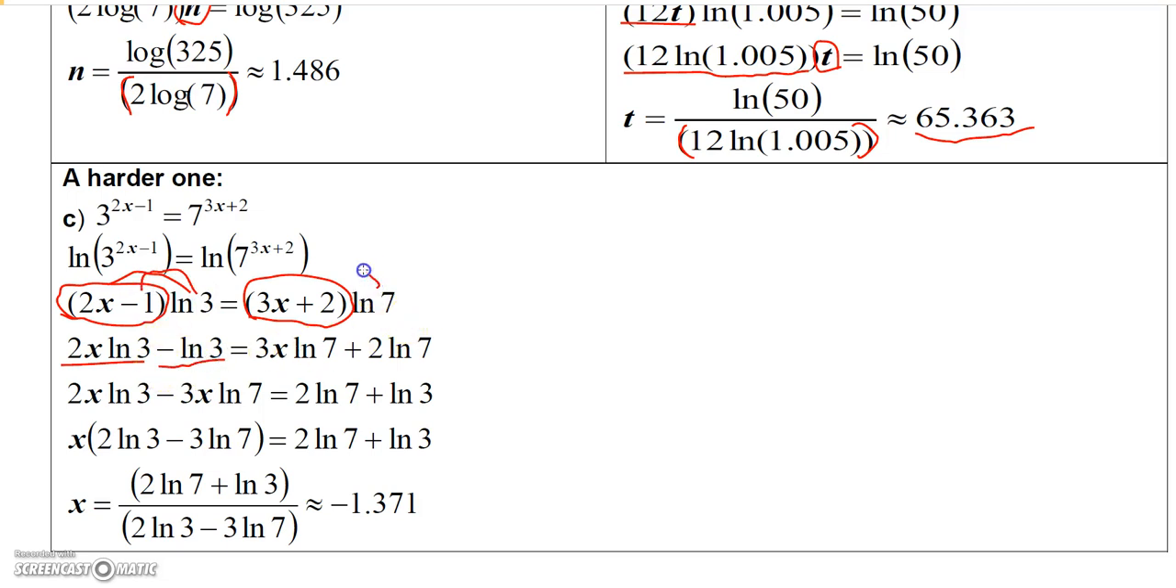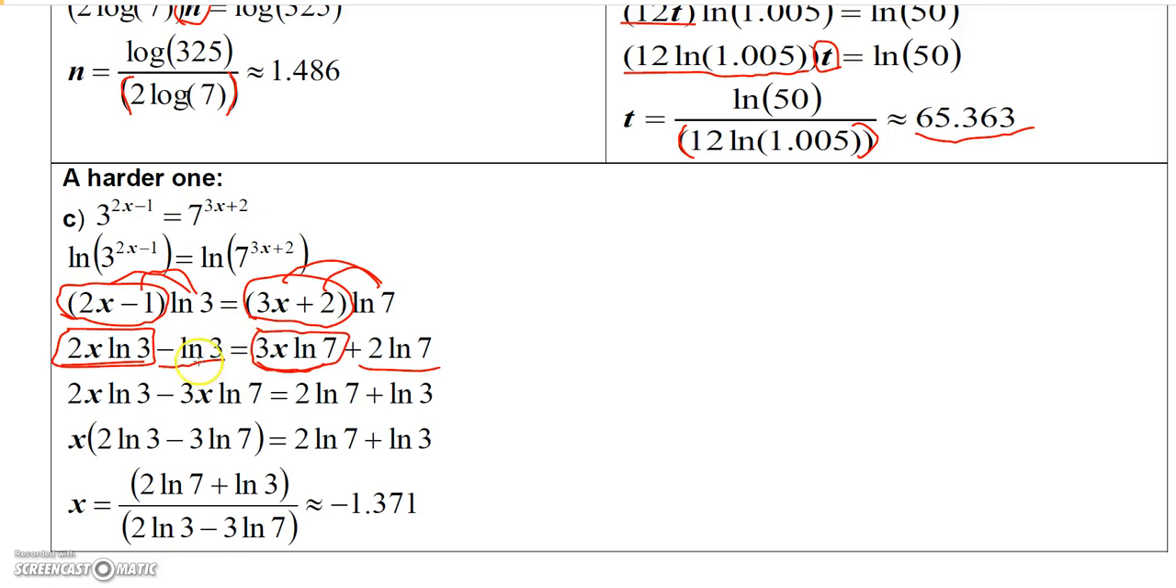Now over here, if I take 3x times natural log of 7, I'm going to get 3x times natural log of 7. And if I take 2 times natural log of 7, I'm just going to get 2 times natural log of 7. Now, what I want you to see in this step is that I have two terms that have an x in them. That term and this term.